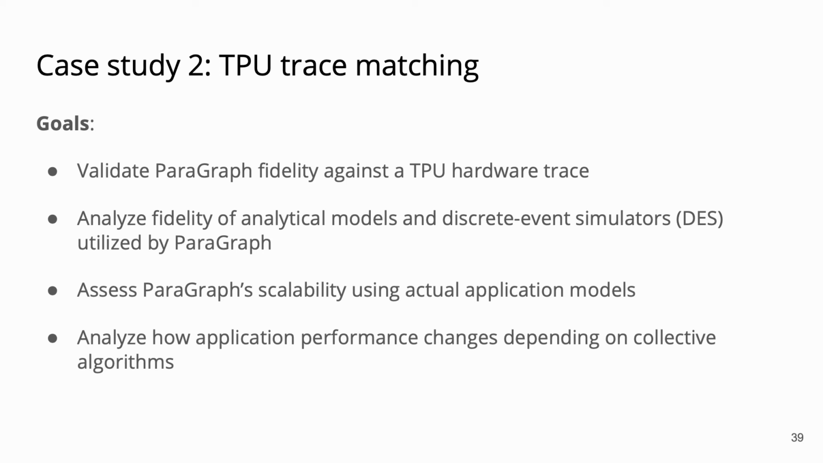The goal of the second modeling study is to verify ParaGraph's fidelity against an application trace obtained from an actual hardware run. We built a new workflow connecting the production-grade ML compiler with the network simulator. We aim to verify the fidelity and applicability of using ParaGraph with analytical modeling and discrete event simulation for system performance matching.